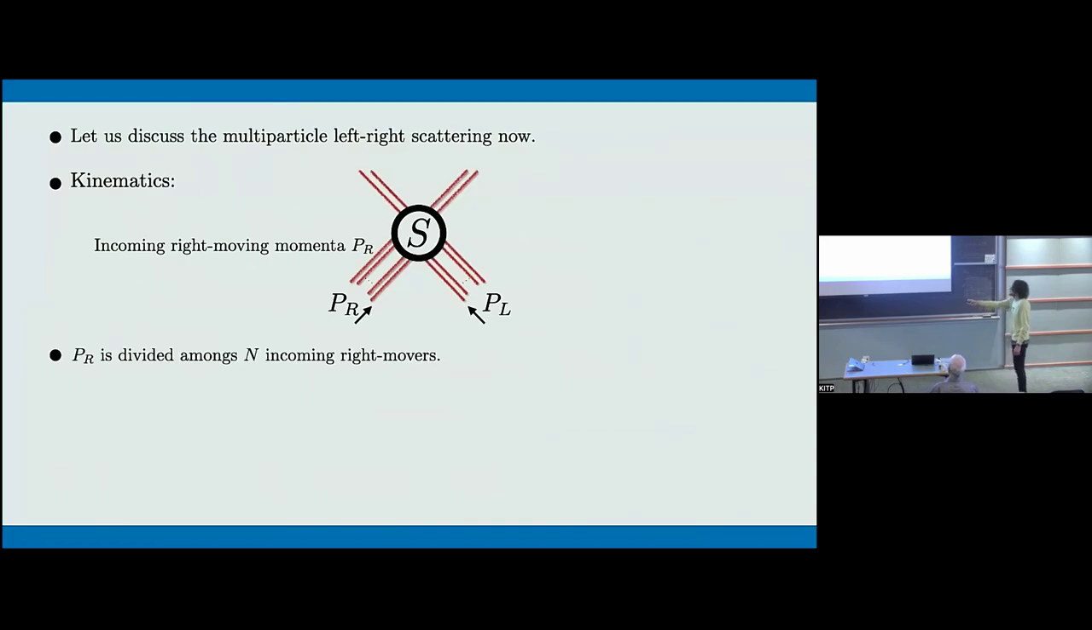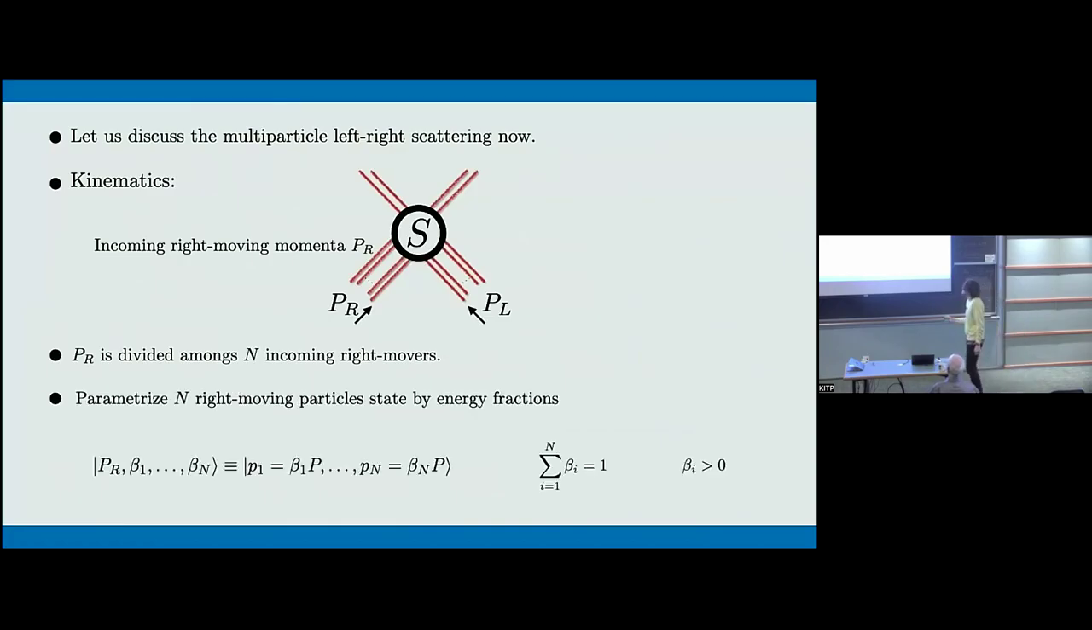And we're going to divide this total momentum PR into n particles, and we'll parameterize this part of the state by specifying the energy fractions. So, for example, we say that we have energy fractions beta 1 to beta n, which means that the first particle, P1, has momentum beta 1 times the total momentum PR. There's an R index missing here. And of course, the energy fractions for physical configurations must sum to 1, and they must all be positive.